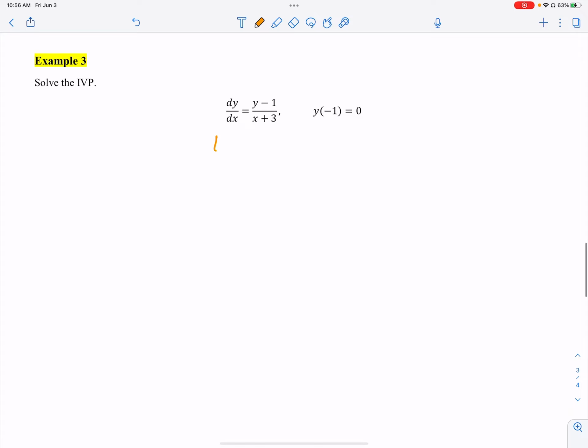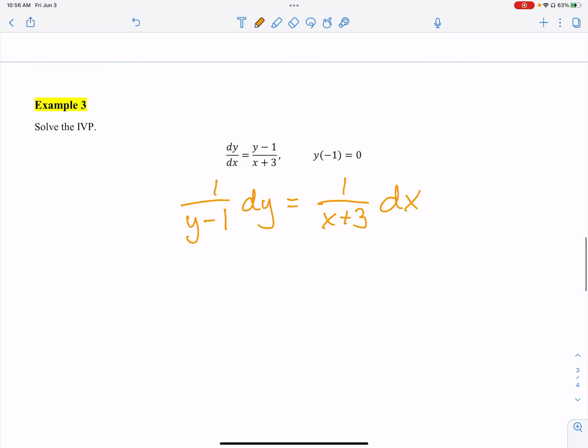We can. If you divide by y minus 1, that brings the y to the other side, leaving us with a 1 over x plus 3, and then multiplying that side by dx. Notice now I have dy with y's, dx with x. It was separable, so I'm going to use this method. I'm going to take the integral of both sides.